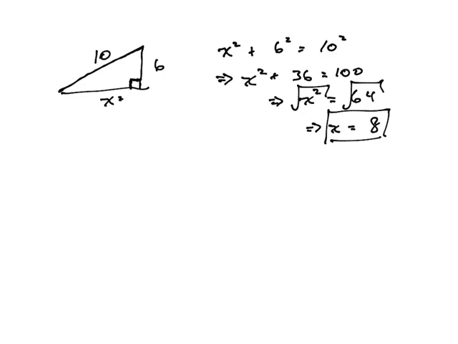So I know the length of this side must be 8. So that's the Pythagorean theorem. If you know 2 of the sides, you can get the third side quite easily. What else do we need to know for trigonometry?